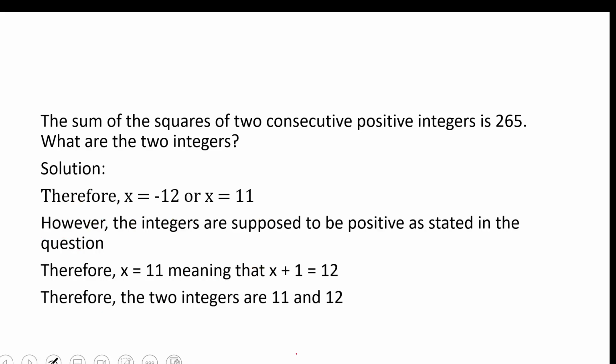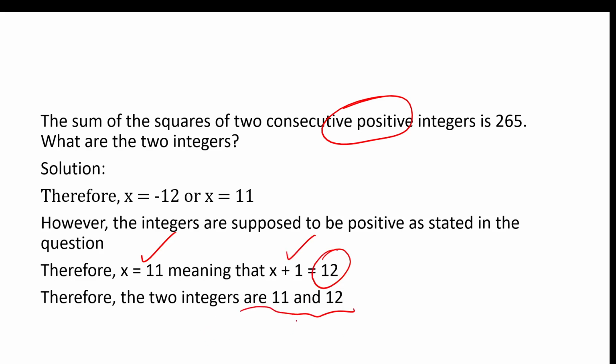Now remember, the integers in the question, it said they were positive. So that means x is 11. And the way we stated our solution at the start, the second one was x plus 1, so that means it's 12. And so therefore we can say the two integers are 11 and 12.